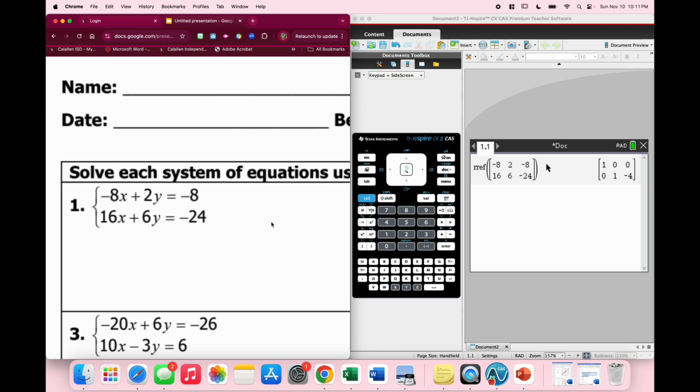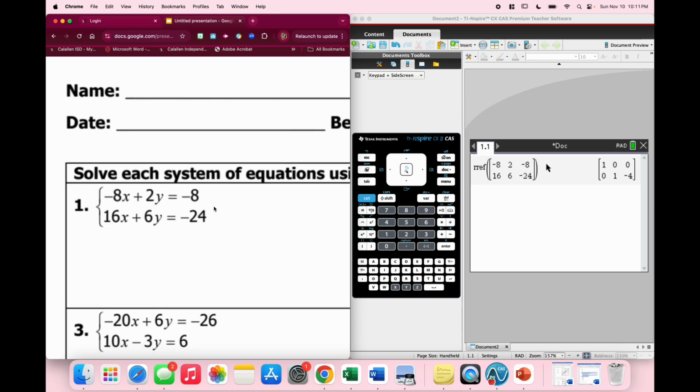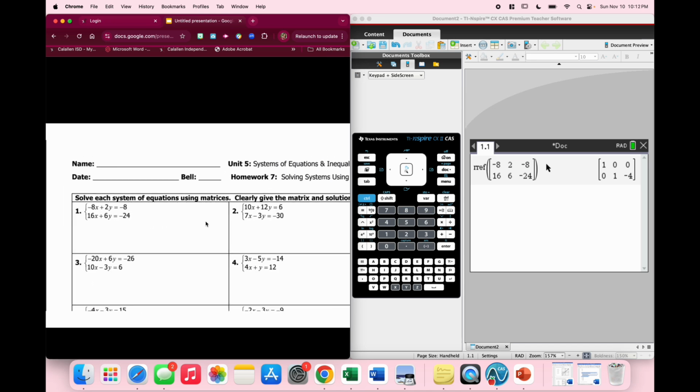Now unfortunately, I had to switch over to my laptop to show you the Inspire, so I'm unable to write on the paper. But on this paper, using matrices, you're only supposed to be doing the evens. So 2, 4, 6, 8, and 10. You do not have to do the odds. But again, make sure both of your equations are in standard form.